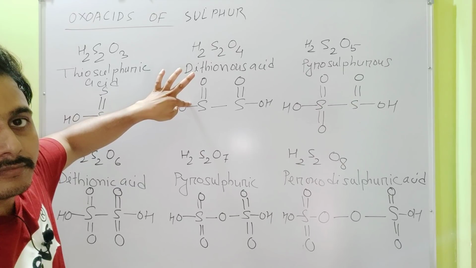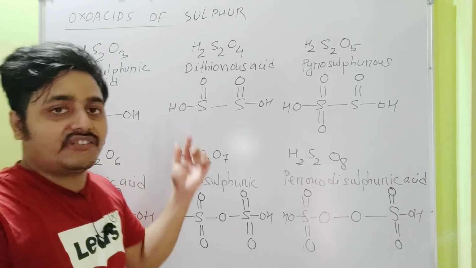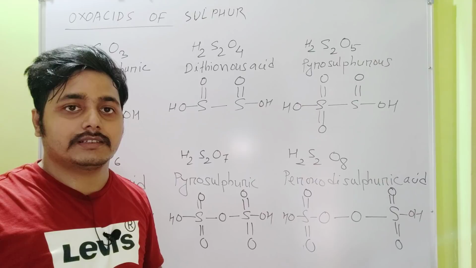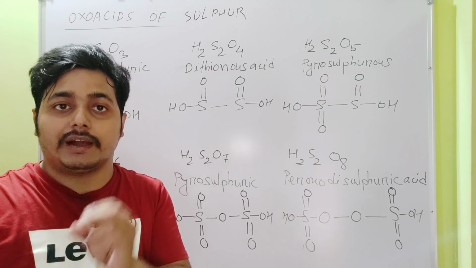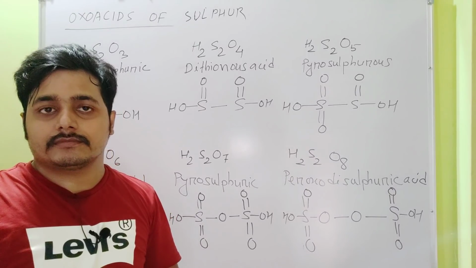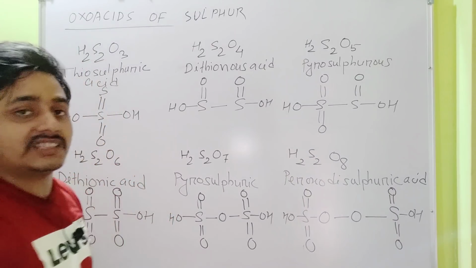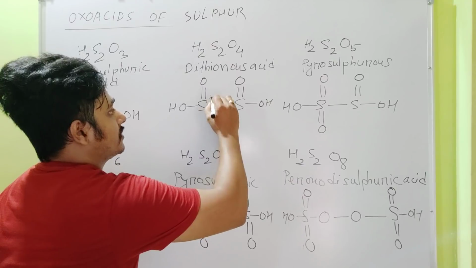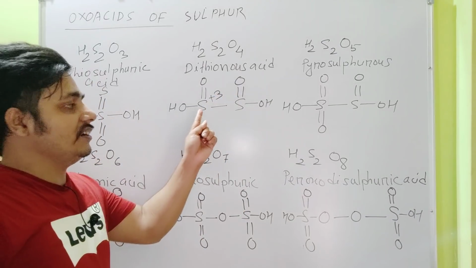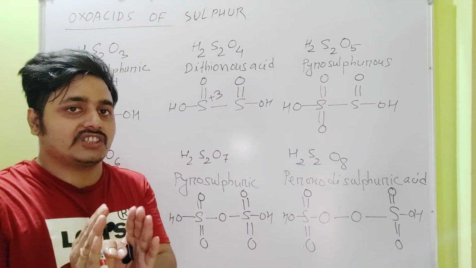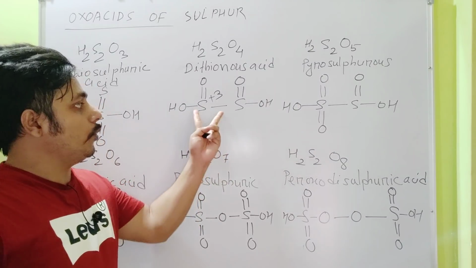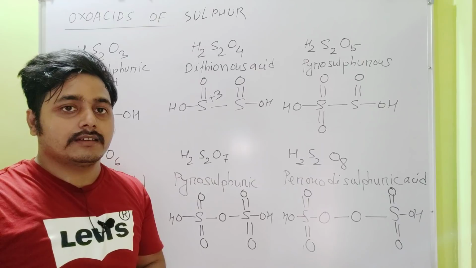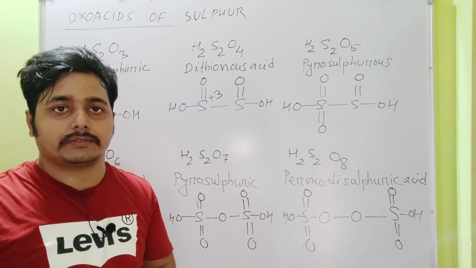Because this sulfur is connected to the more electronegative oxygen by 3 bonds. So the oxidation state of sulfur is +3. This sulfur does not get any oxidation state for this bond. Why? Because both the sulfur are the same electronegative.